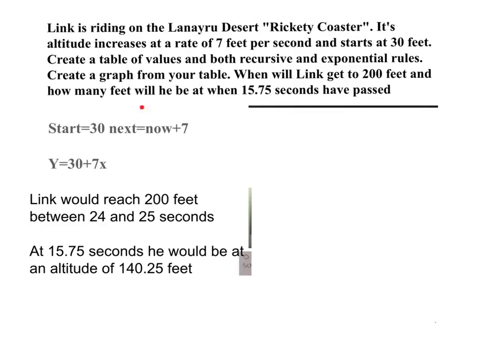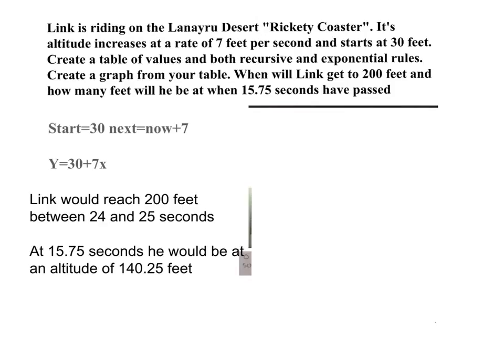This time, to create our next-now equation, we're going to add 7 because he goes 7 feet a second and starts at 30 feet. So start equals 30, next equals now plus 7 would get you this graph. The graph is linear because we're adding 7 each time, so we're not multiplying by any number, which creates a linear graph.